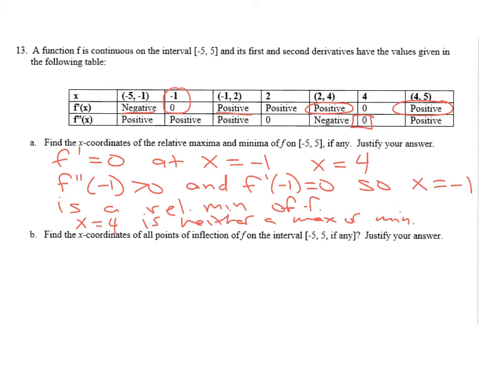How about points of inflection? So points of inflection are where the second derivative equals 0, at x equals 2 and x equals 4. They are both inflection points because they change sign, right? At 2, it goes from positive to negative. At 4, we go from negative to positive.